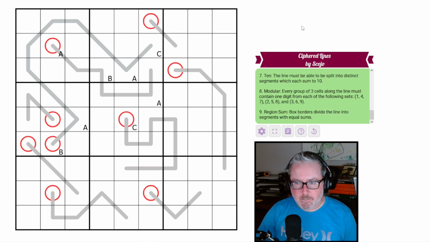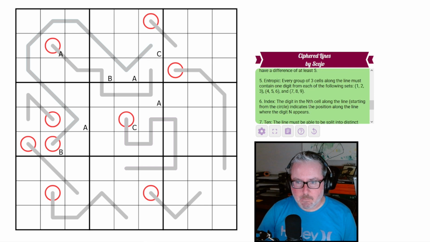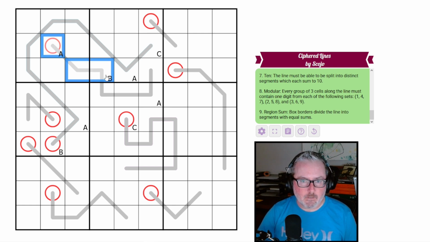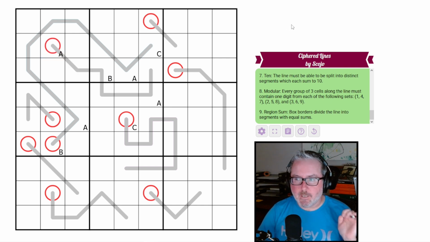Then we have modular. This is similar to our entropic, but using mod 3. So every group of 3 cells along the line must contain 1 digit from each of the following sets: 1, 4, 7; 2, 5, 8; and 3, 6, 9. So again, these 3 digits, because they're all adjacent, must have 1 of each of those, and that will continue down the line. And then finally, we have region sums. Box borders divide the line into segments with equal sums.